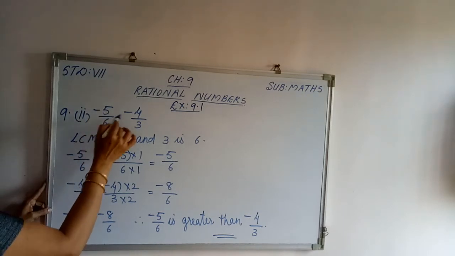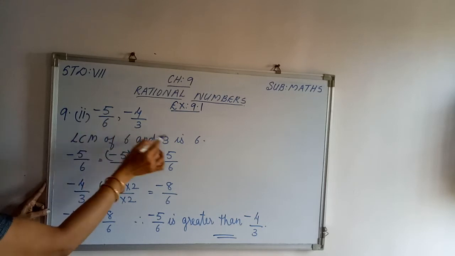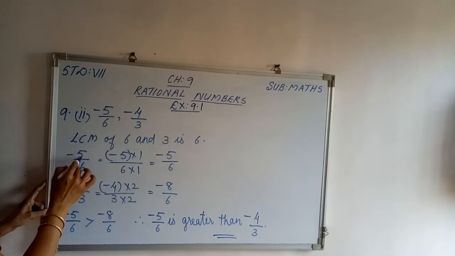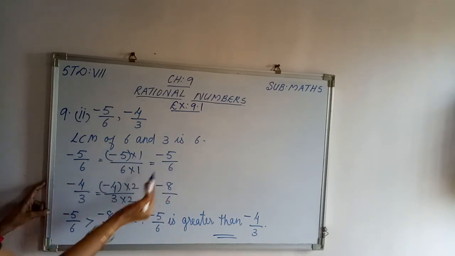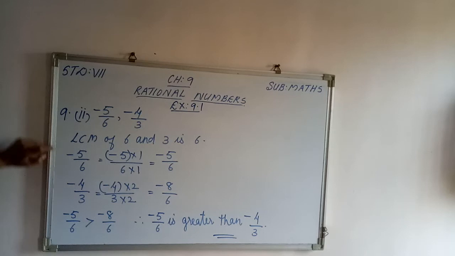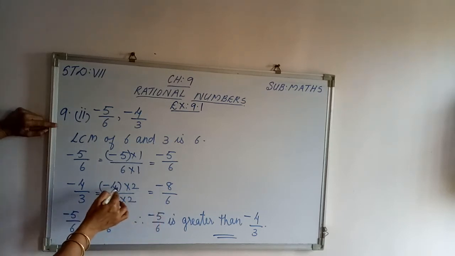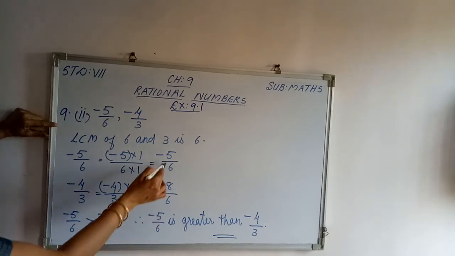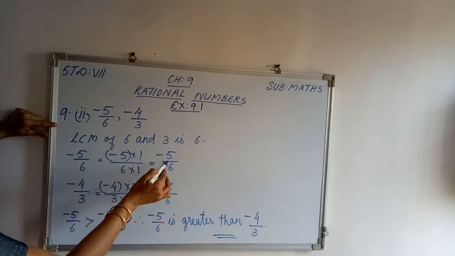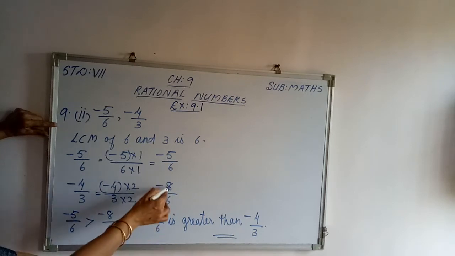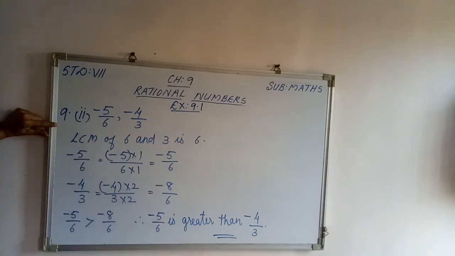Next, minus 5 upon 6 and minus 4 upon 3. LCM of 6 and 3 is 6. So minus 5 upon 6 remains minus 5 upon 6, because the denominator is 6. Minus 4 upon 3: 3 multiplied by 2 is 6, so minus 4 also multiplied by 2, we get minus 8. Now compare the numerators, minus 5 and minus 8. Minus 5 is greater than minus 8. Therefore, minus 5 upon 6 is greater than minus 8 upon 6. So we can write minus 5 upon 6 is greater than minus 4 upon 3.